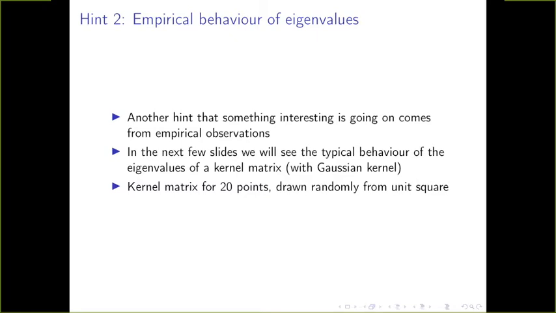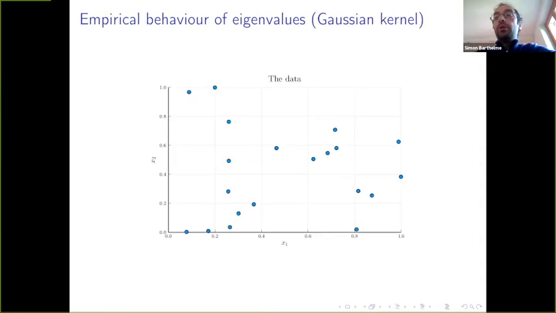Yeah, sorry. Okay. So what I showed just before was a first hint that something interesting is going on: the Driscoll-Fornberg result. Here's the second hint. The second hint is looking at the empirical behavior of the eigenvalues of kernel matrices in the flat limit. Here's empirical data. It's just a simulation, but I picked 20 points. These are my blue dots, and then I formed a kernel matrix using the Gaussian kernel.